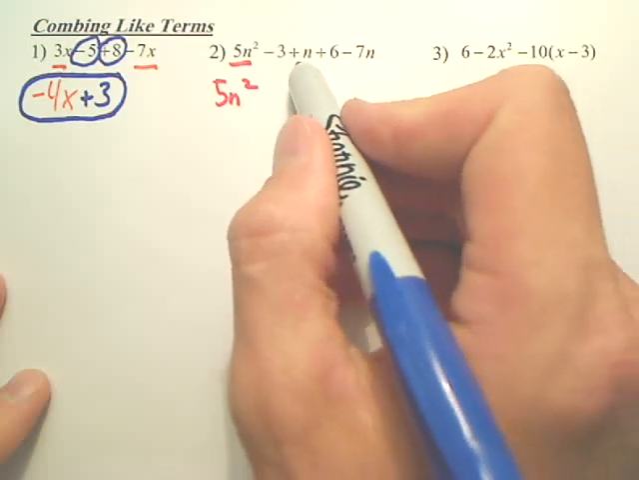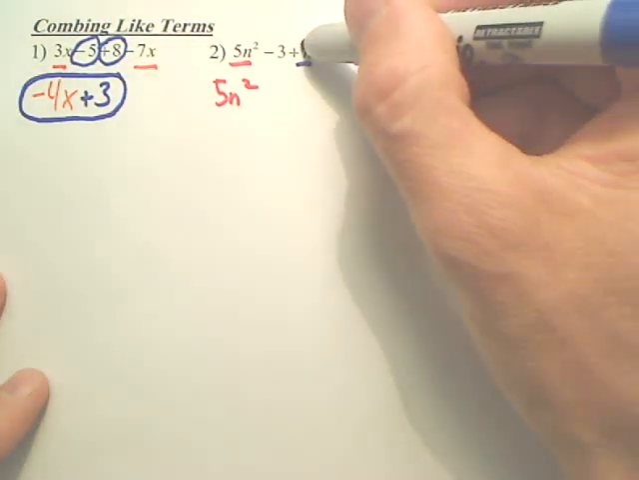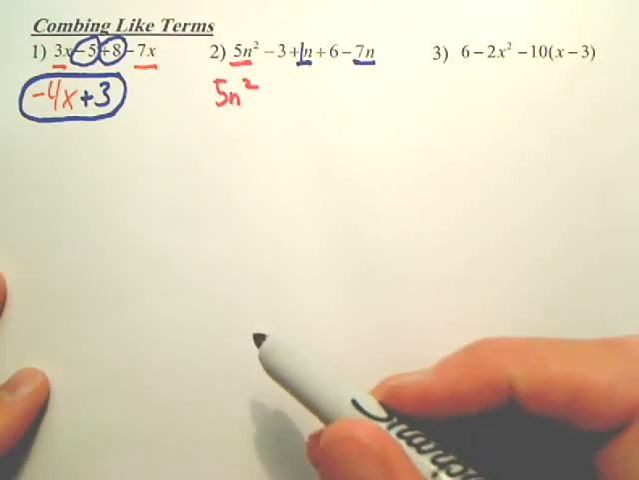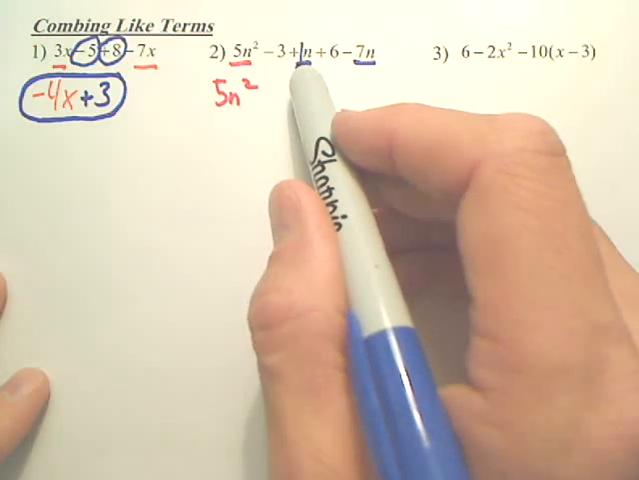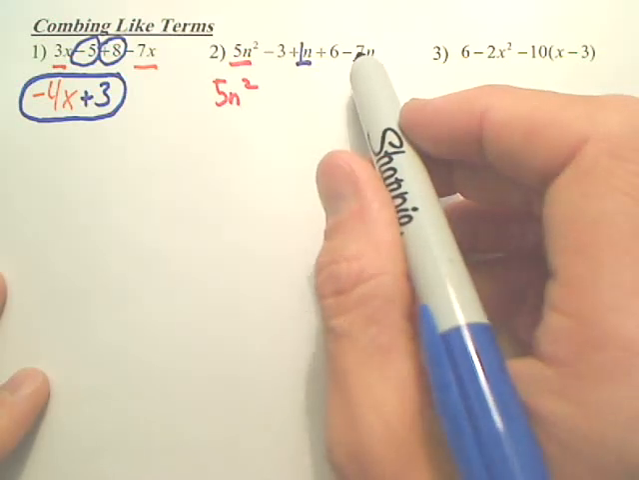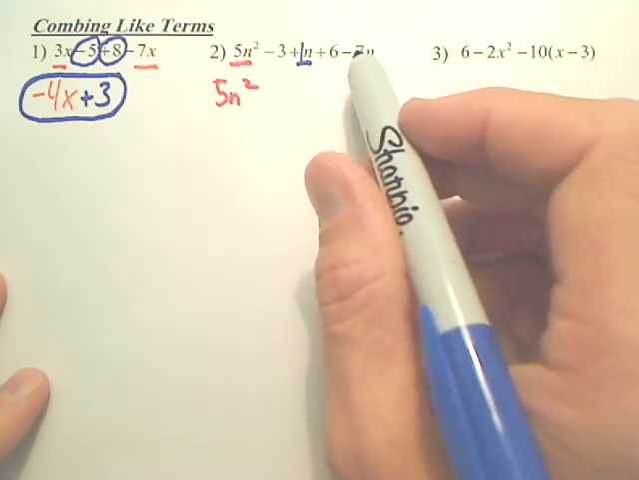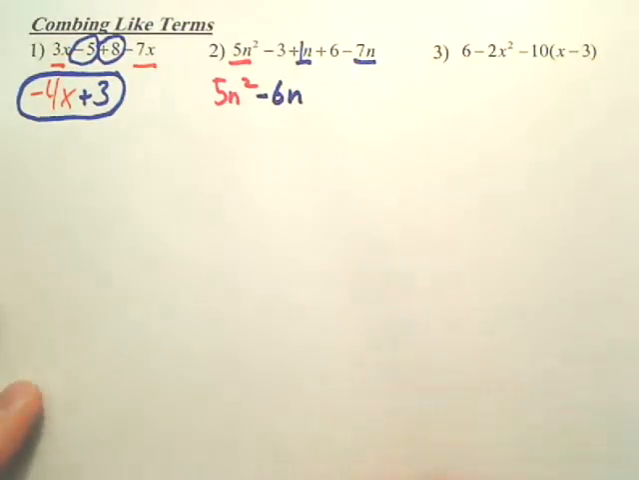We have n's. We have 2 of them. Now, can you understand that is a 1n? Yes. There's nothing there, it means I have 1 of them. So I have 1 positive n and 7 negative n's. 1 or negative 6. So I have more negatives. How many more negatives? 6. I have 6 more negative n's.